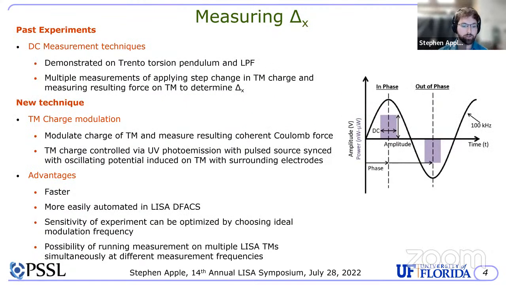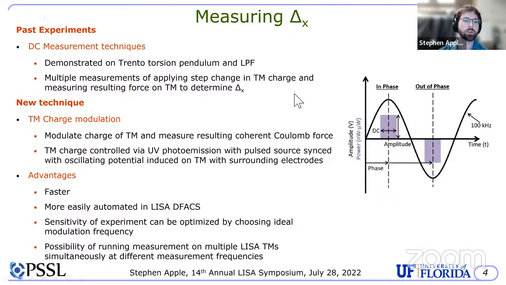So with LISA, the delta X must be measured with a calibration procedure where you essentially measure the force response in the sensitive degree of freedom for a given stimulus in the test mass charge. And once the delta X is measured, DC biases can be applied to electrodes in the sensitive degree of freedom to compensate for that delta X. And one method of measuring delta X that's been demonstrated both on the University of Trento torsion pendulum and on LISA Pathfinder was a DC method in which UV light was shined at the test mass or electrode housing surfaces to produce step changes in the test mass charge and measure the resulting force on the test mass.